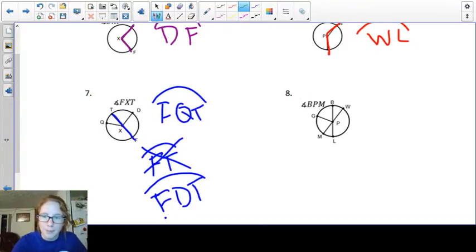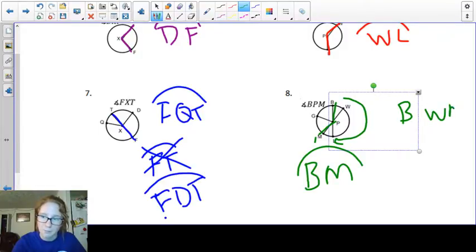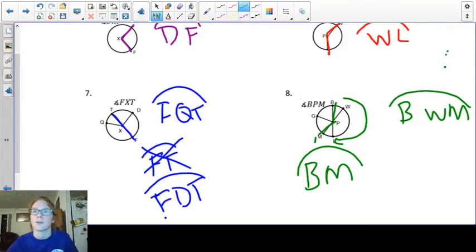Alright, we have BPM. So that one, because it's not a whole 180 degrees, we can use our BM. Unless you're wanting to refer to this way around the circle, then it would be BWM. There's 2 different arcs that we're talking about, essentially, in this one.